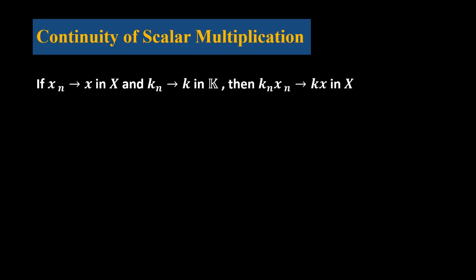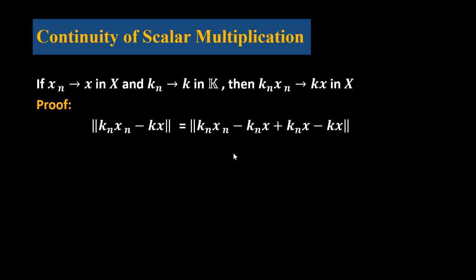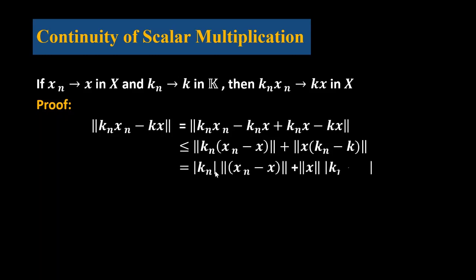Similarly we can show the continuity of scalar multiplication. That is, if x_n converges to x in X and k_n converges to k in K, then k_n x_n converges to kx in X. Proof: we can write norm k_n x_n minus kx as norm of (k_n x_n minus k_n x plus k_n x minus kx). Then we split this norm, which is less than or equal to norm k_n (x_n minus x) plus norm of x (k_n minus k). We take the scalar outside, so this becomes mod k_n into norm x_n minus x plus norm x into mod k_n minus k. This is the fourth property of norm.